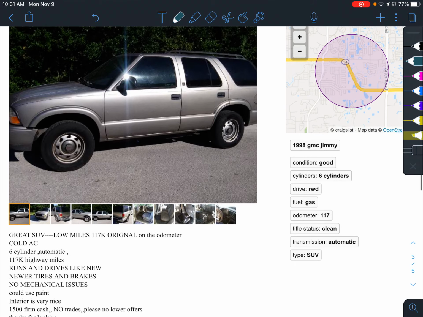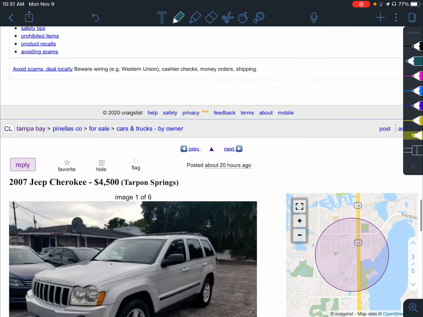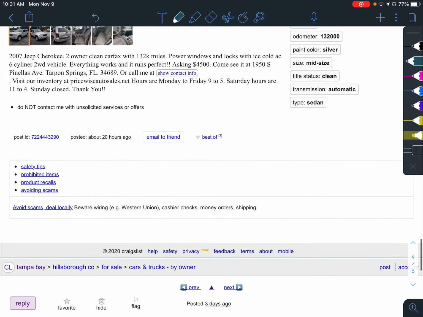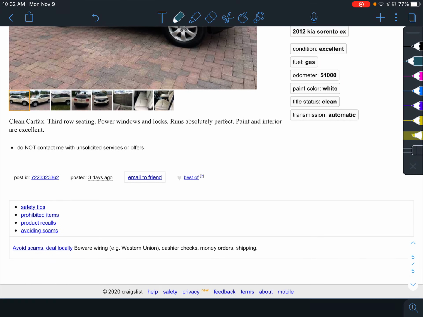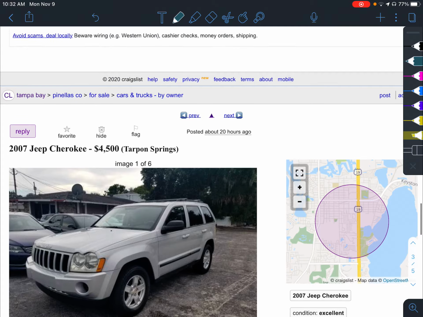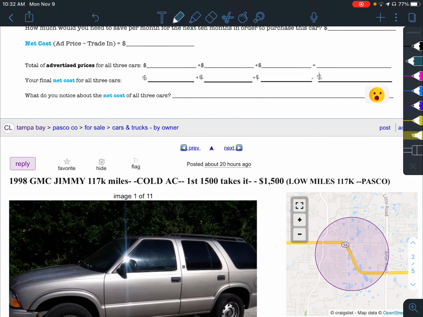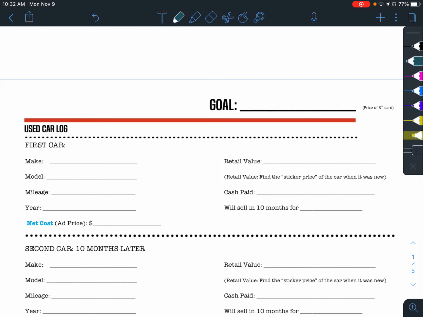You can see here are the ads that I found for the cars that I'll be using. I found these on Craigslist. I'm going to ask that you don't use my exact same ads or my exact same cars. I found these last week, so they may still be available, but be different, be original, find some different cars.